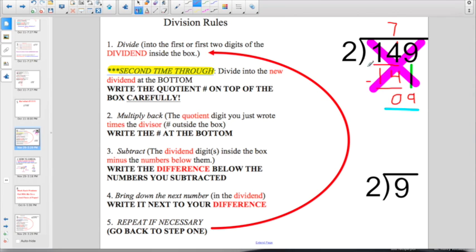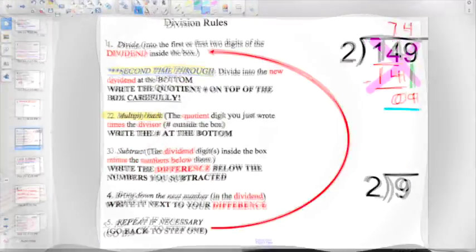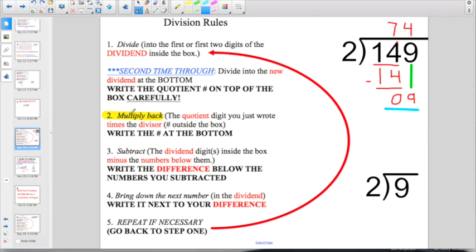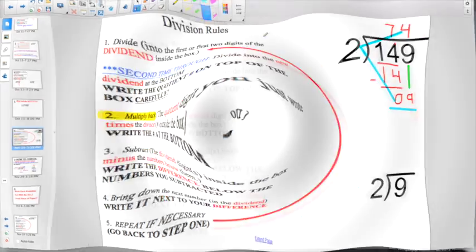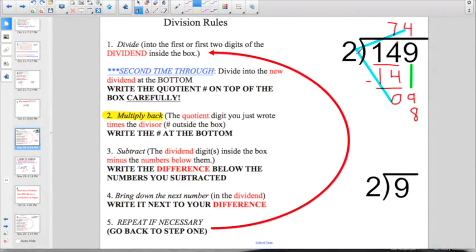So, how many times does 2 divide into 9? 2 times what is going to get you close to 9? We said it before, that would be 4, right? Get ready for step 2 again. Multiply back the quotient digit you just wrote. We're not worried about the 7. We just wrote down a 4. If I write it down, I am going to multiply it back. 4 times 2. Well, what is 4 times 2? Hopefully you know 4 times 2 is 8.